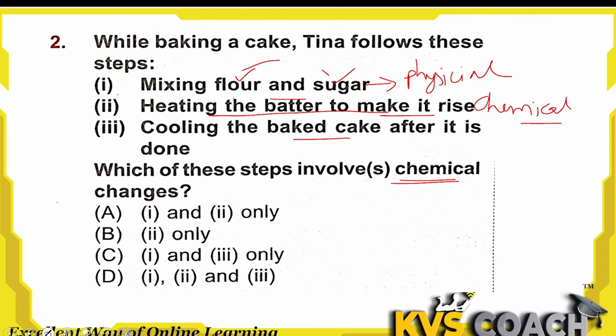Now cool the cake after it is done. If the cake is hot and we cool it, there is no change in the composition again. Only the heat is removed or released. So there is again physical change. So which one is chemical change here? That is the second. So B is the only chemical change here. So B is the right answer.